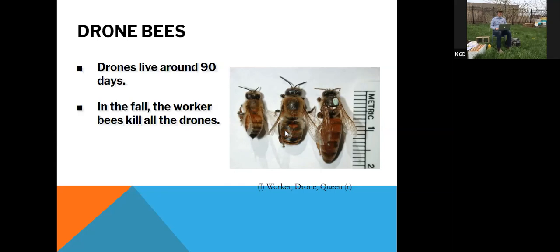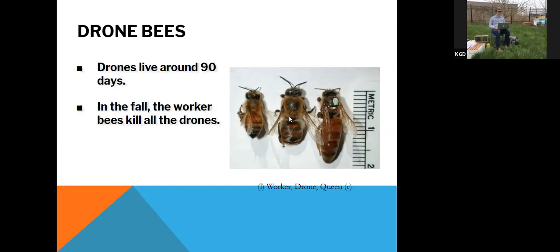So, and then at the end of the season, drones are kicked out of the hive. And so they basically kill off the drone population for the winter months because they're slimming things down to essential workers, the worker bees and the queen. So they have a crazy life, those drones.